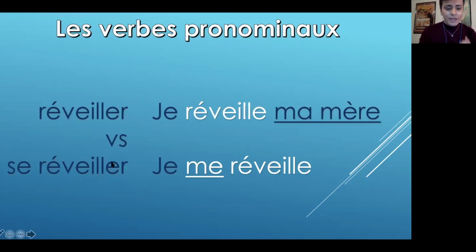So réveiller and se réveiller is a case of a verb that can be reflexive or not reflexive. In réveiller, je réveille ma mère, we have a defined object, my mother. Je réveille ma mère, I wake up my mother. I don't know, because I'm going to be late to school again. Versus se réveiller and je me réveille. Again, we have the same subject in the sentence, but different objects, right? Me, myself, versus ma mère, my mother. So I wake up my mother, I wake myself up. Voilà la différence.